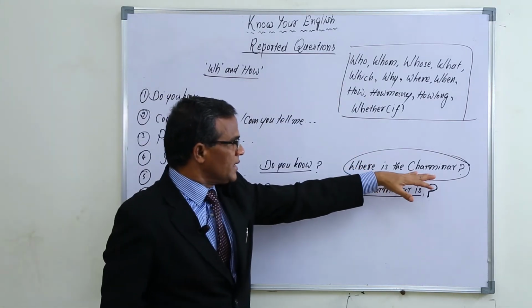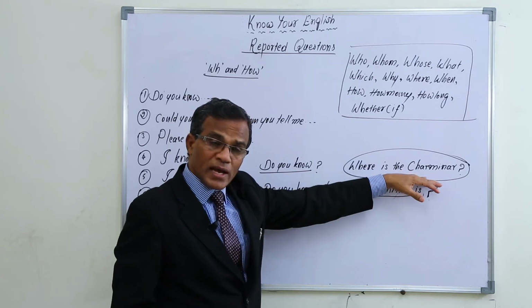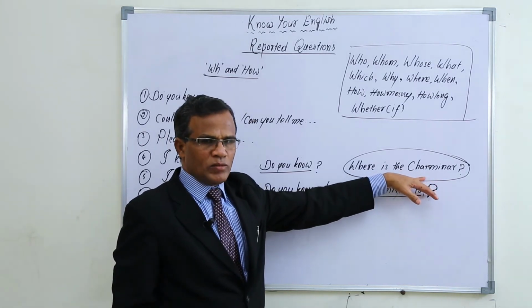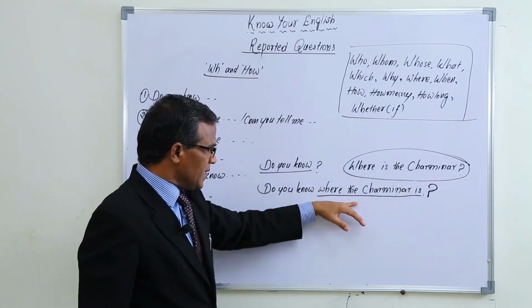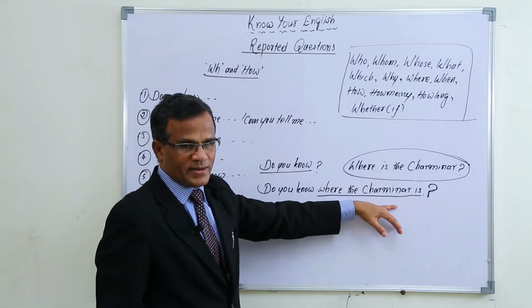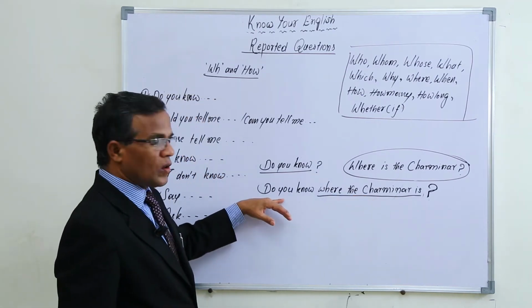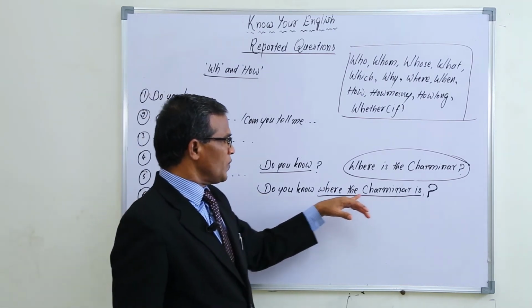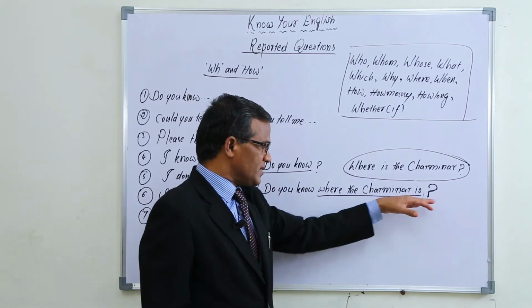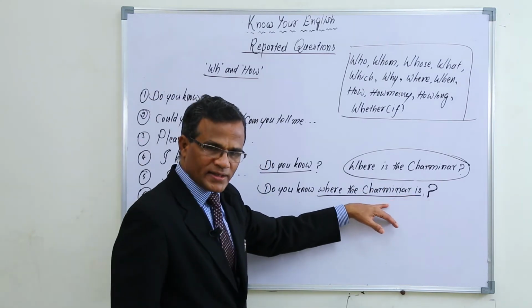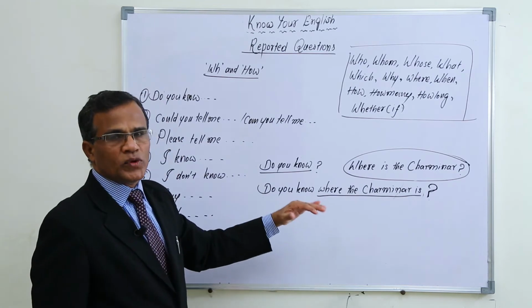So it is clearly a question here. Where is the Charminar is clearly a question, a WH question. But here it is a reported question because it is part of a longer sentence. Do you know where the Charminar is? So this is a longer sentence. In this it is a part. So it is called a reported question.